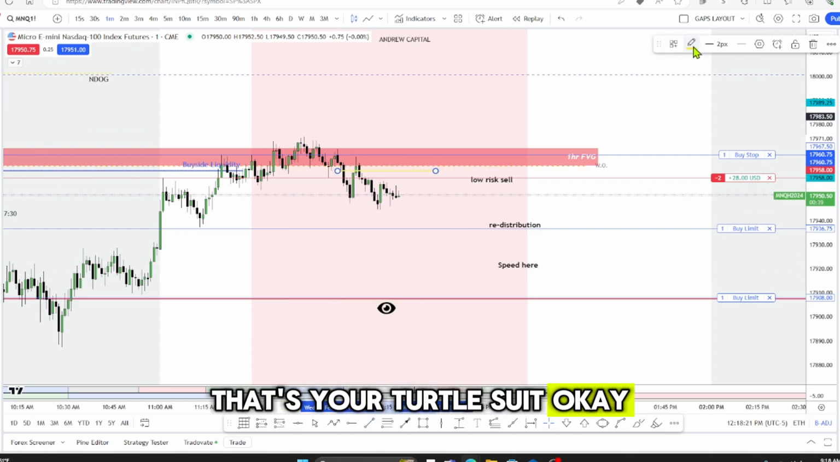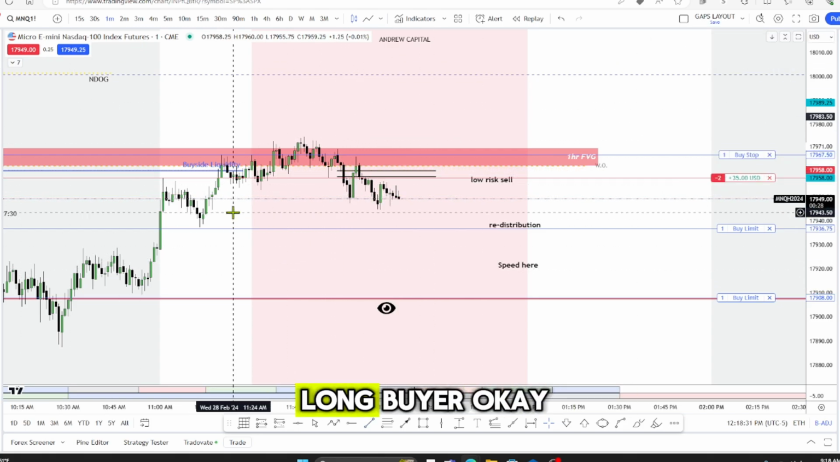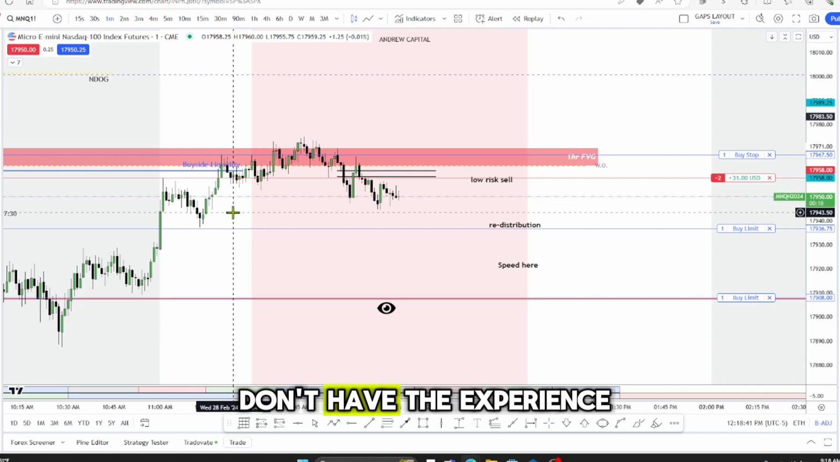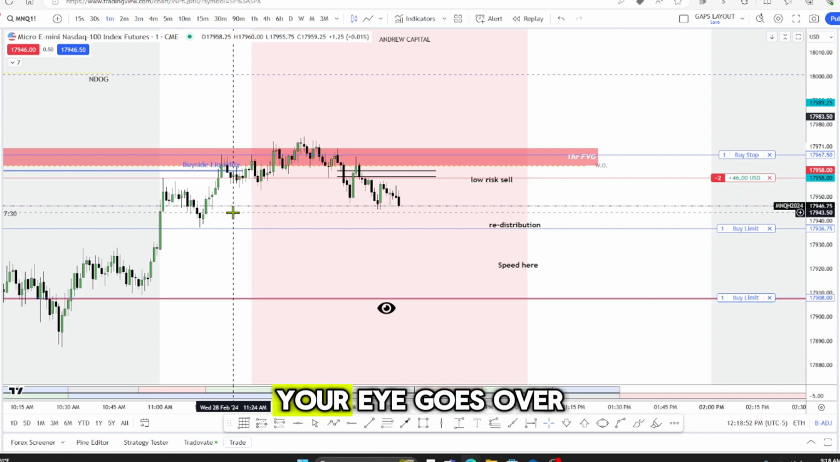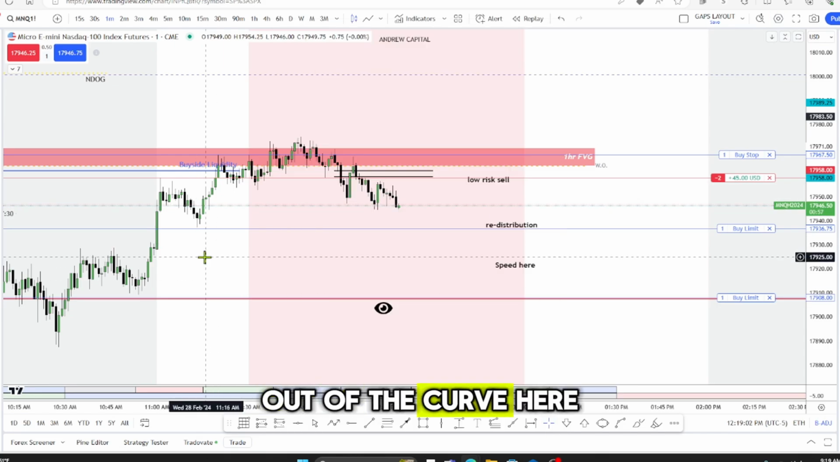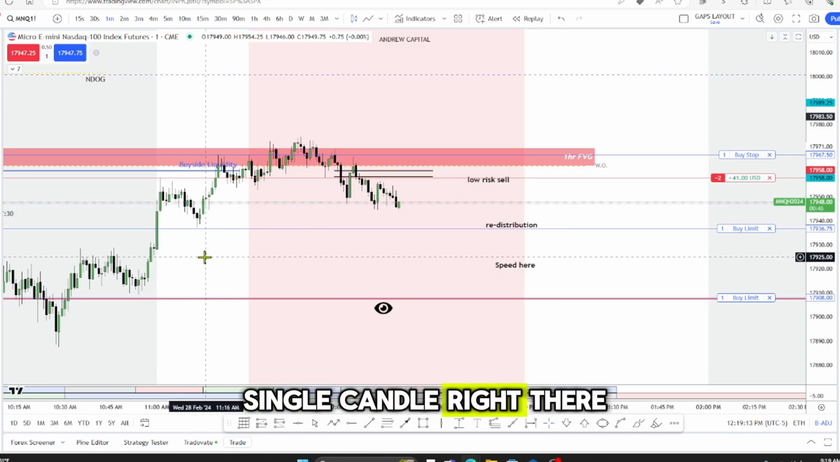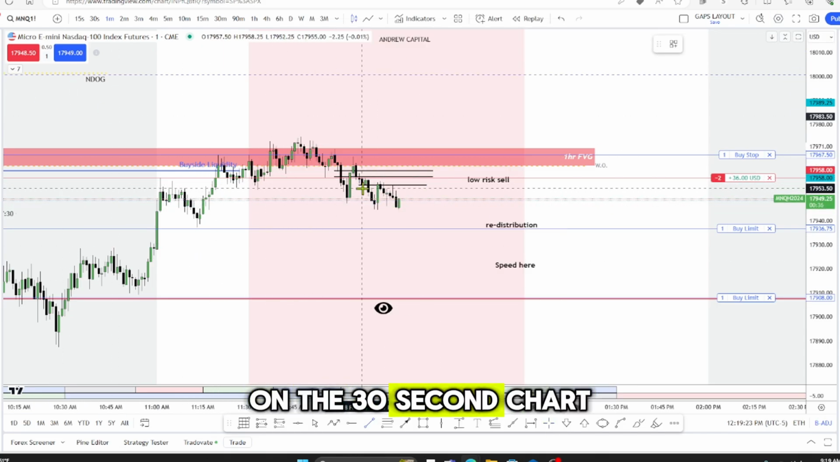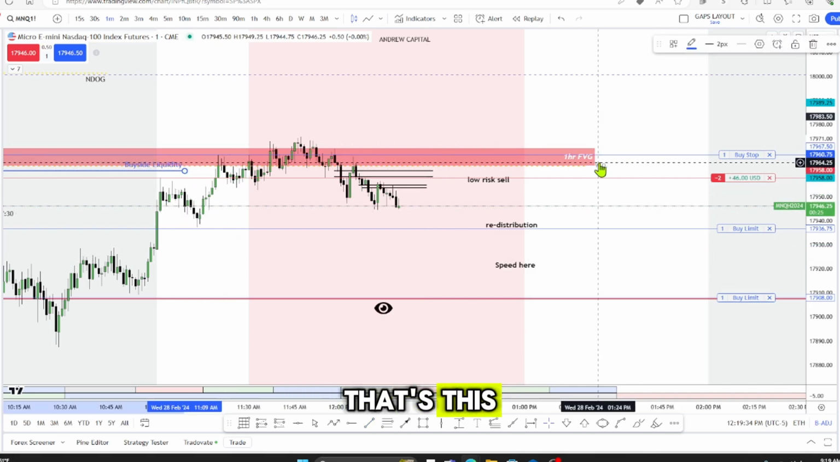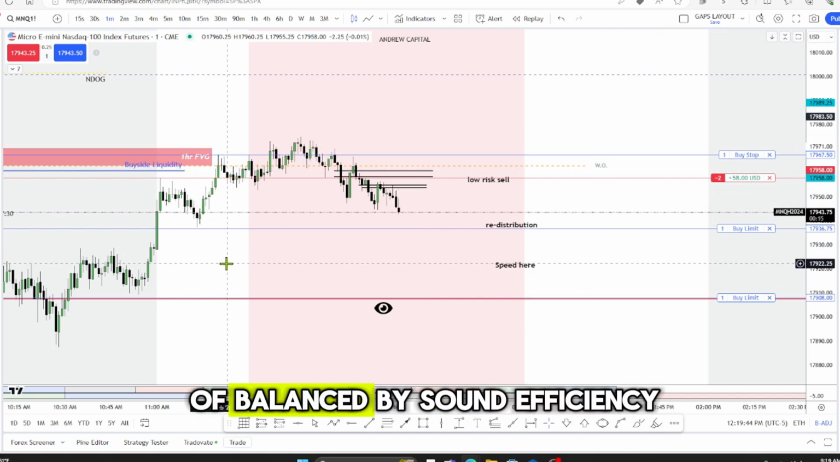That's your turtle soup. Okay, that's where you do your work as a long buyer. Some of you that don't have the experience, when it starts to rally up, your eye goes over to the sell side of the curve here, and you see this single candle right there, which creates what? On the 30-second chart, let's go back into it real quick. That's this candlestick right there. That's the sell side imbalance, buy side inefficiency.